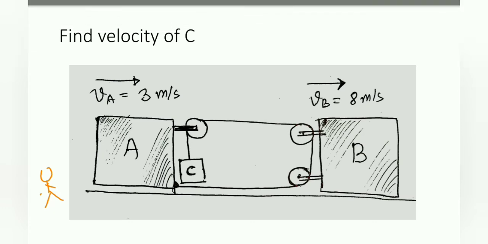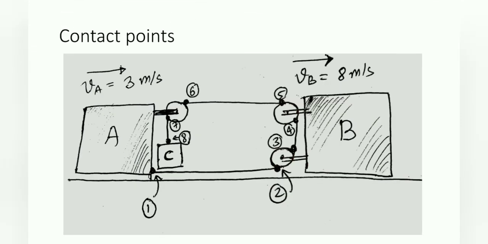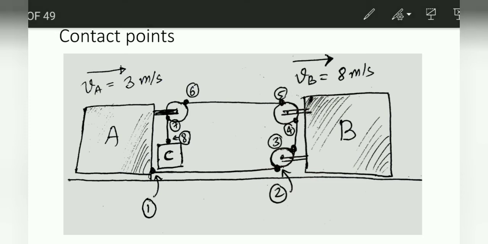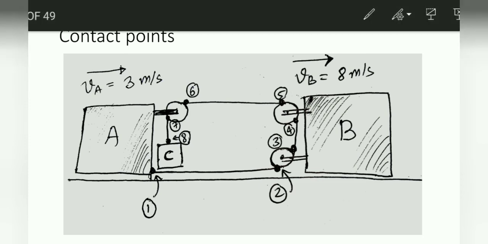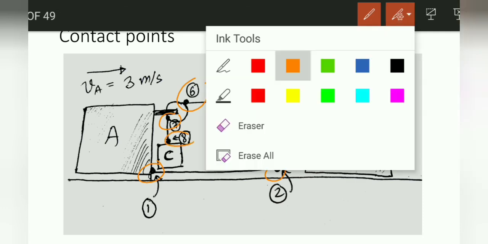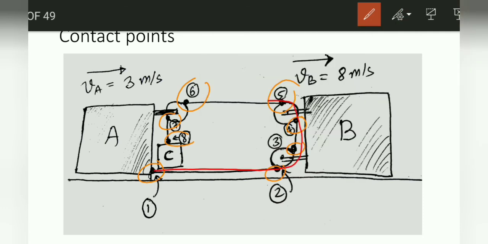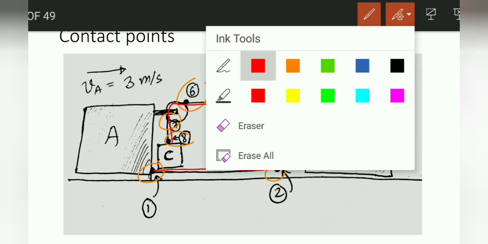We'll identify the contact points at first. So here is the contact point 1, 2, with this pulley 3, this pulley 4, 5, 6, this one is 7 with this pulley, and this is 8. It will depend on how our string is wound.